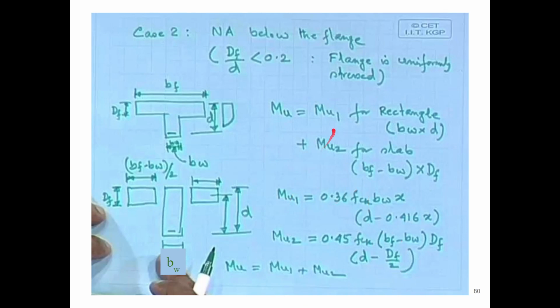So Mu equals Mu1, which is for the rectangle, bw into d, plus Mu2, which is for the slab. Mu1 will be 0.36 fck bw x into (d minus 0.416 x), and Mu2 will be 0.45 fck into (bf minus bw) into Df into (d minus Df by 2). So that is Mu, the sum of both, the rectangle considering the beam as well as the slab. That is the second case.